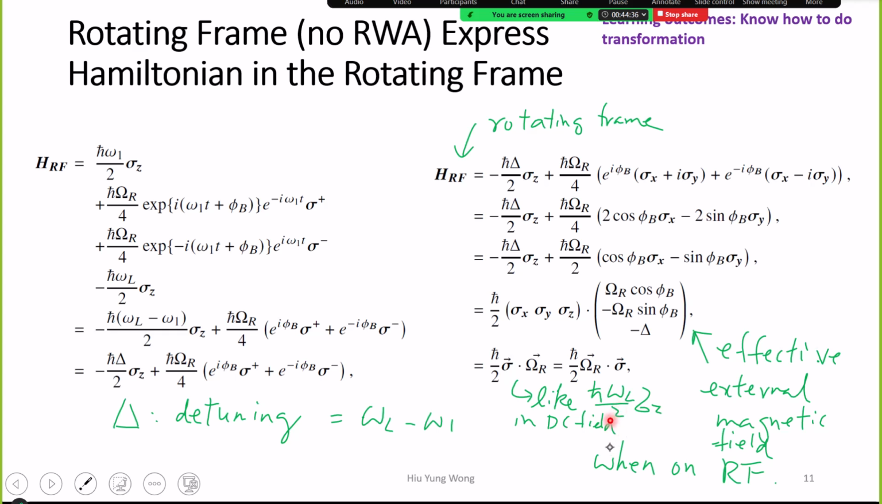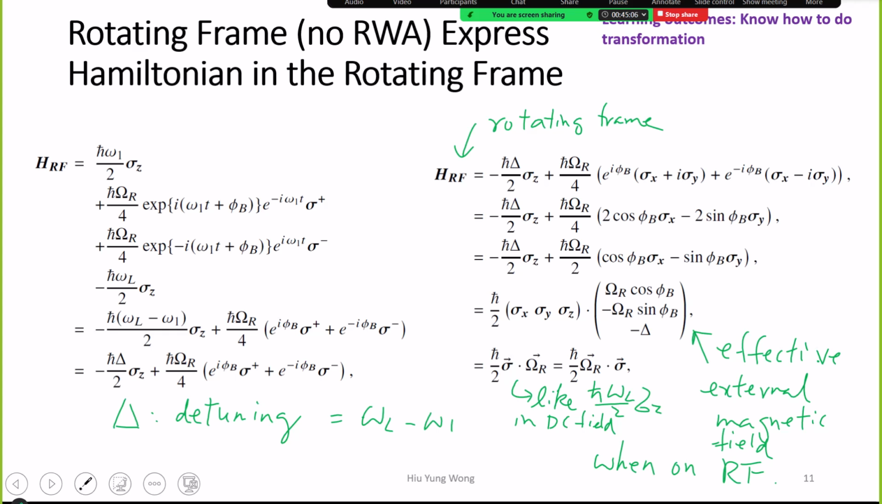Precession. Let's step back if you forgot. How did we get this Hamiltonian at the very beginning? Because of the DC magnetic field. And he said precession. How does it precess? How does the qubit precess when we have a DC magnetic field? You use the right-hand rule, right?